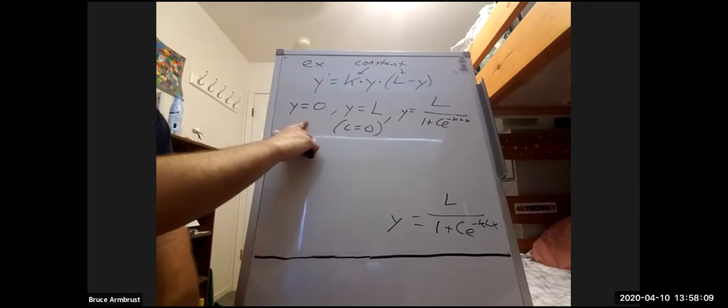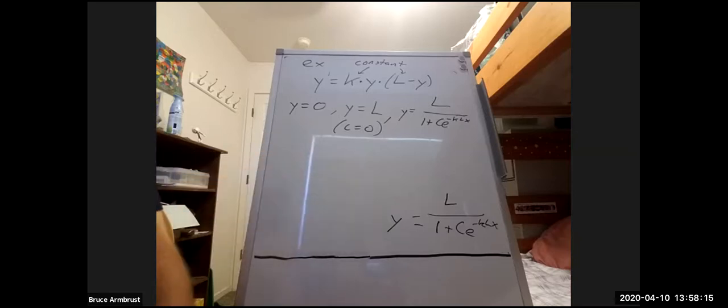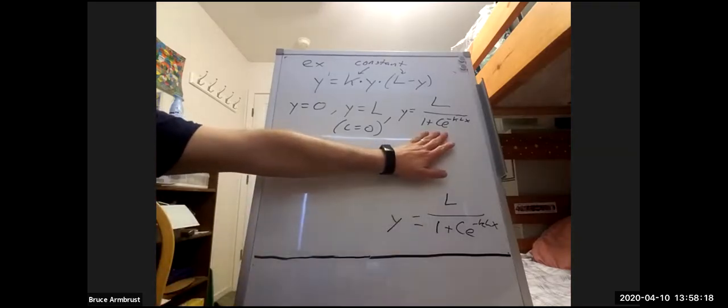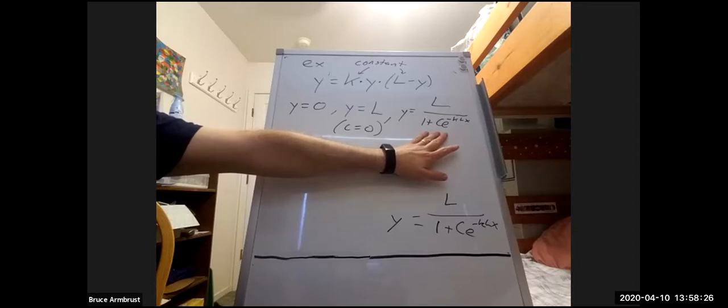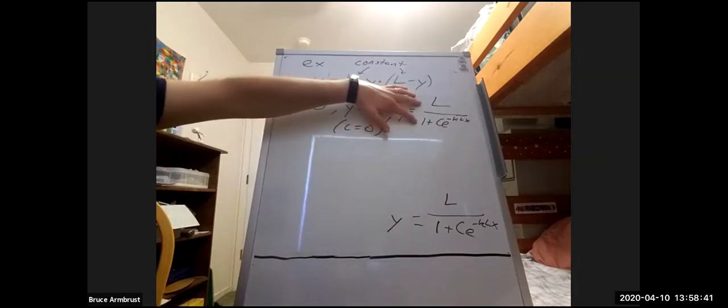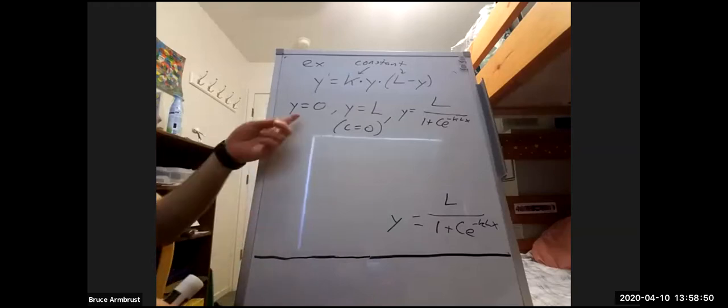Okay, what about y equals 0? Is there a c value that will make y equals 0? So come back and look at this. We've got this fraction. Is there any number you can plug in for c that will make that equal 0? Well, the answer is no, there isn't. This is a fraction, and the only way a fraction can equal 0 is if the top is equal to 0, and the top is not 0, it's L. So this one is a special case.